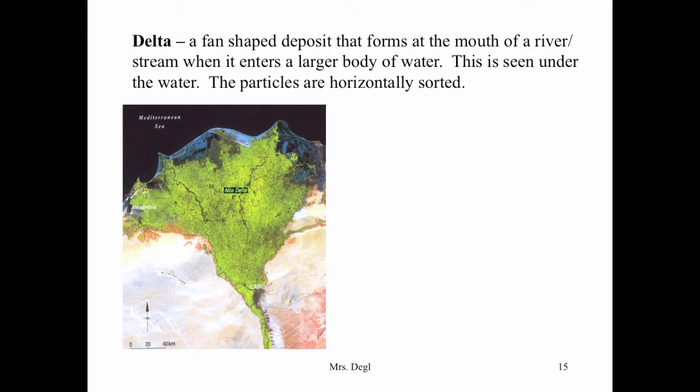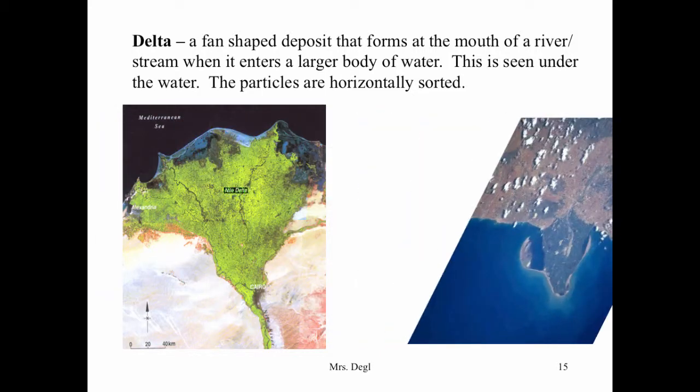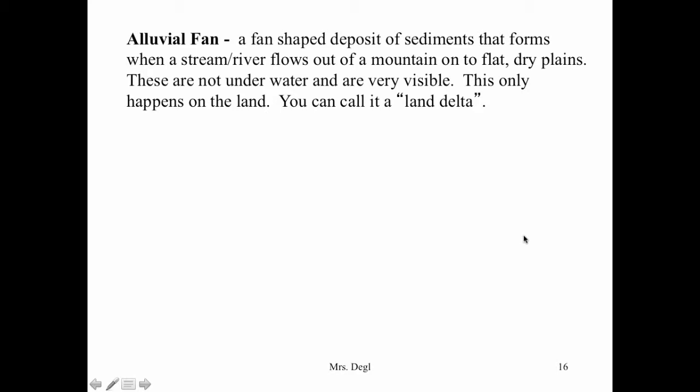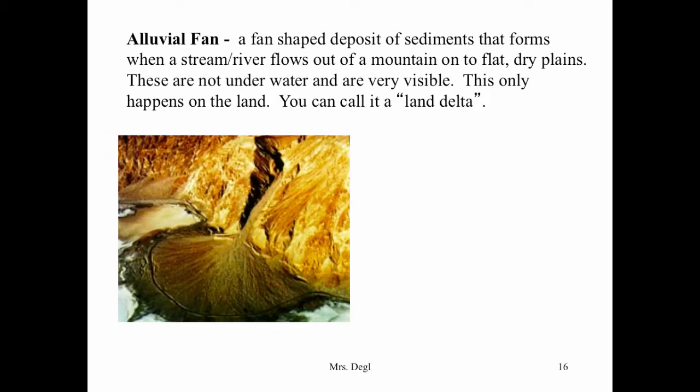Deltas are always going to be formed from deposition. And here's another delta. Right there. So let's talk about another type, which is an alluvial fan. This is the same thing. It's formed from deposition in the streams, but these are not yet underwater and they are very visible. This only happens on land. So if you wanted to, you could call it a land delta. From landslides or mudslides, again, they make that fan shape.